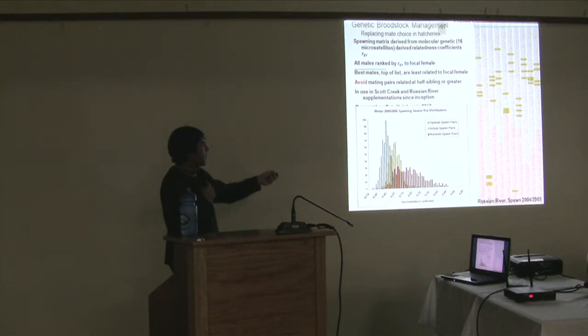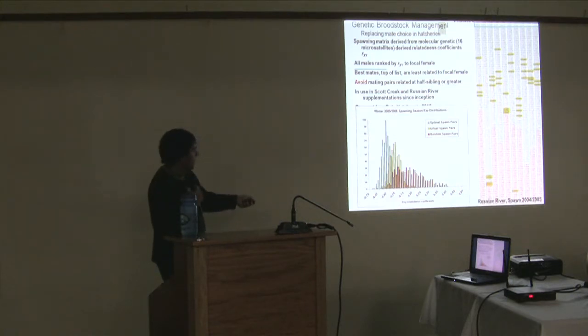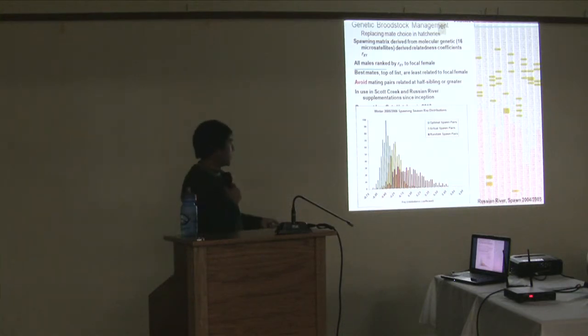And these are the actual matings that occurred here for the 2004-2005 spawning season at the Russian River. And a few things didn't transfer over from my computer. And again, we can create these frequency histograms of the relatedness coefficients of randomly spawned individuals here in red, actually spawned individuals here in yellow, and the optimal spawn pairs if we had every male available to mate with every female throughout the spawning season.